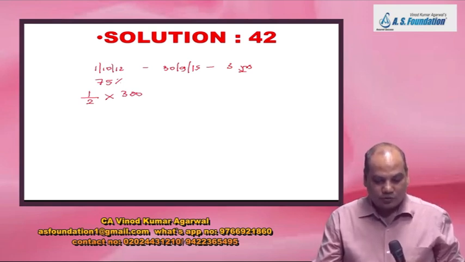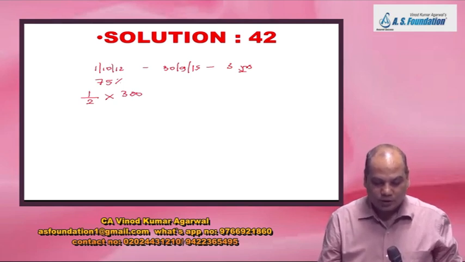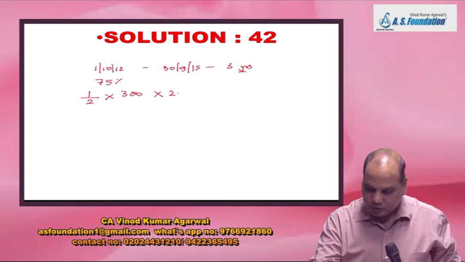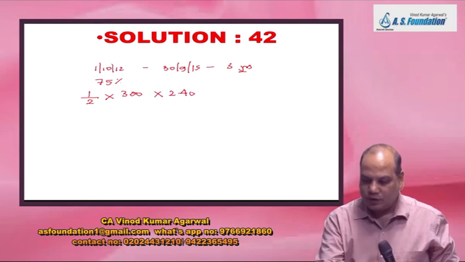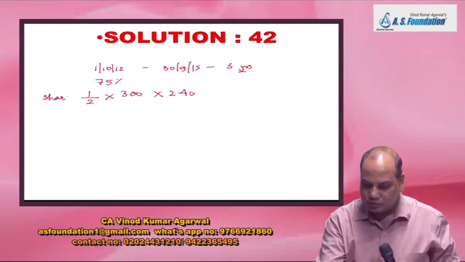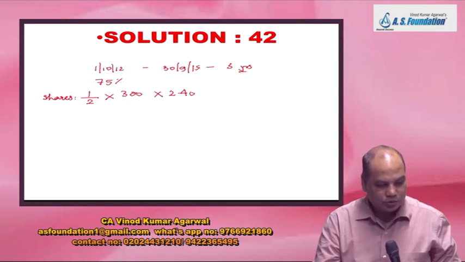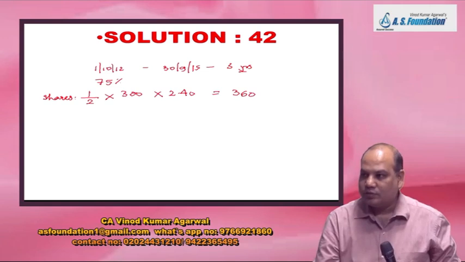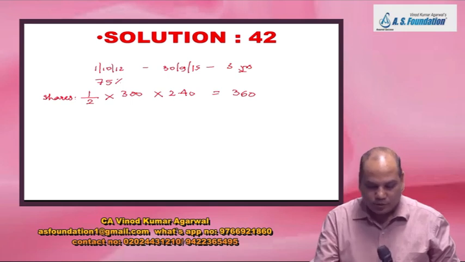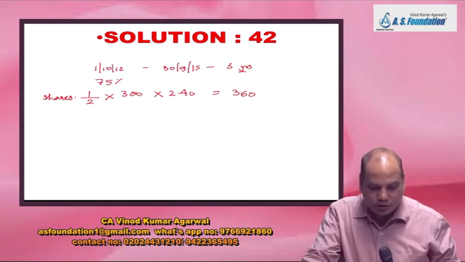On 1st October 2012, the market value of an Alpha share was 2.40. So what should be the fair value of the shares issued? Fair value of the shares issued: 1 by 2 into 300 into 2.40. Is it 360? 1 by 2 into 300 into 2.40, 360. You have paid in the form of shares only and something more.